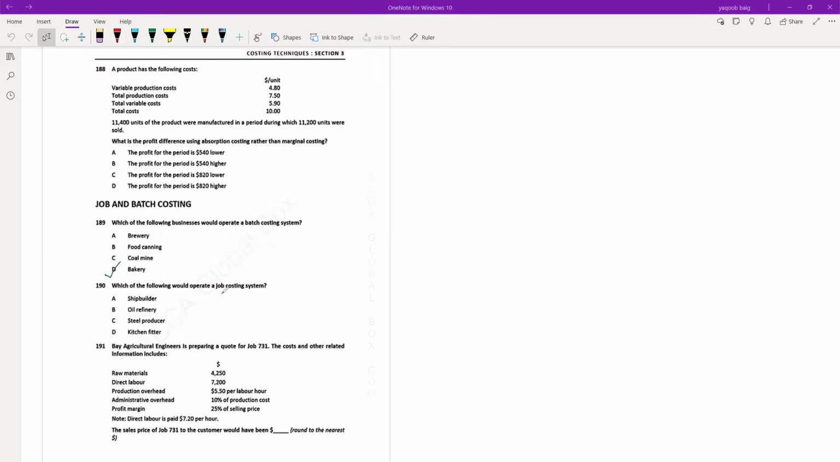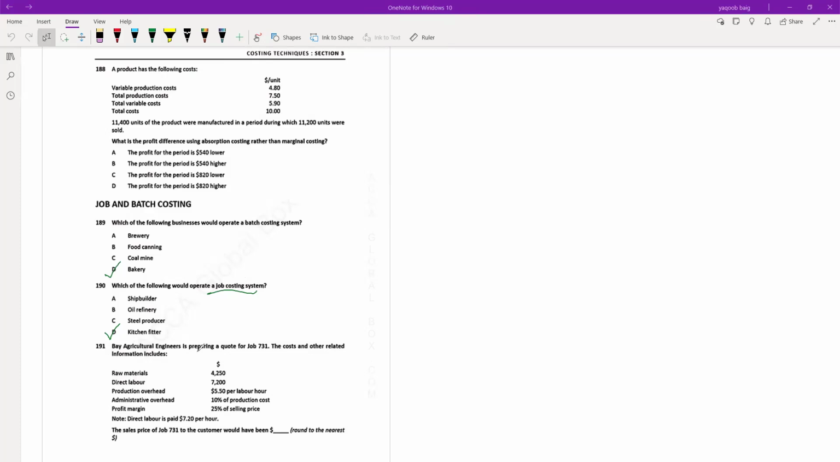Which of the following would operate a job costing system? Job costing system is the one where we are performing a particular job to fulfill the needs of a particular customer. So, a shipbuilder could be a job costing if there is a specific need, but usually a shipbuilder produces ships in bulk. Oil refinery is working under process costing. Steel producer is also working under process costing. Kitchen fitter is the one who is working under the principles of job costing.